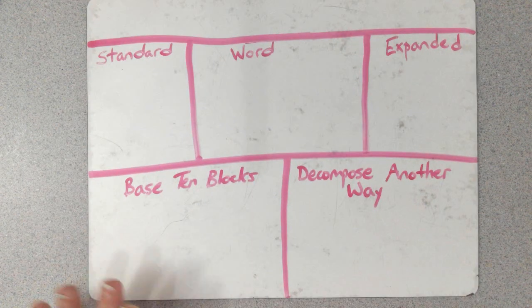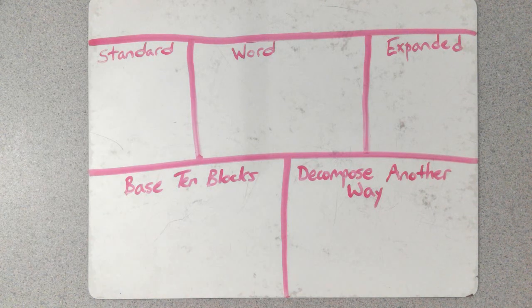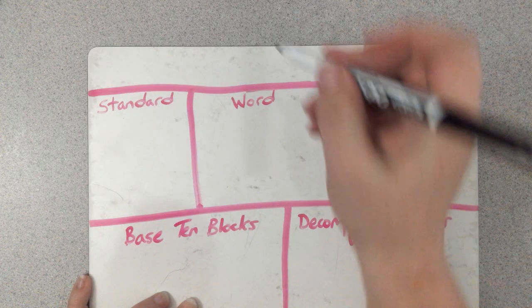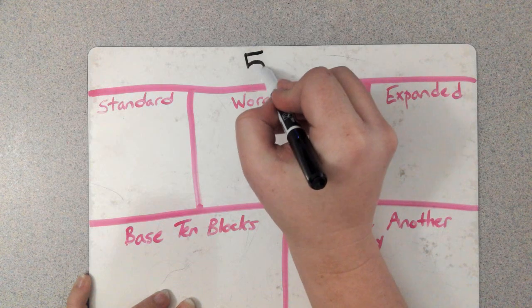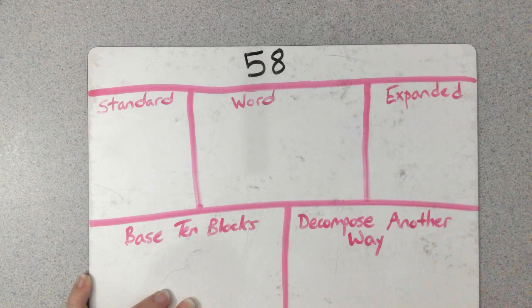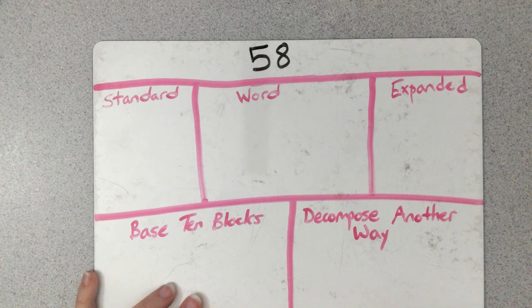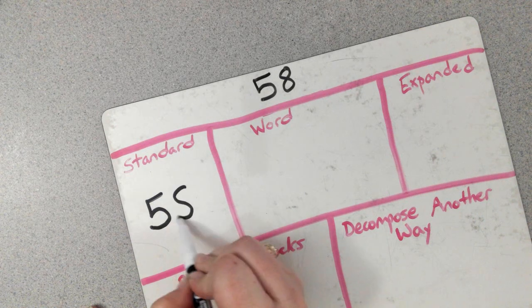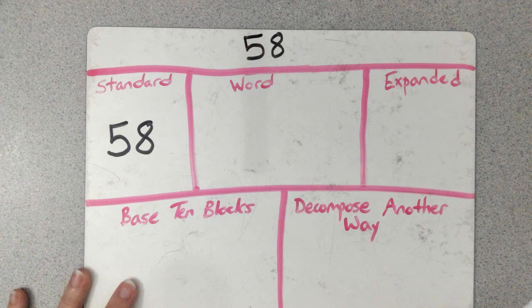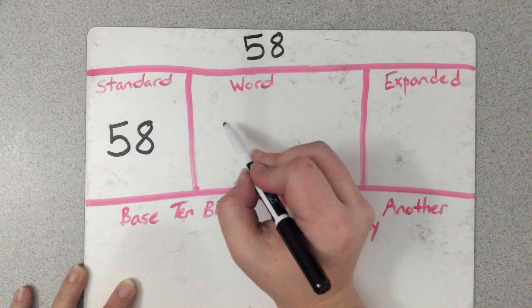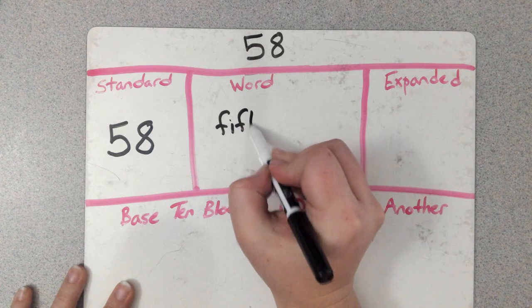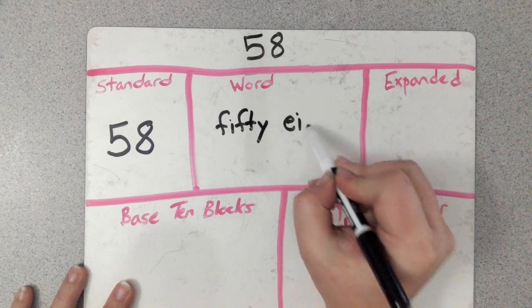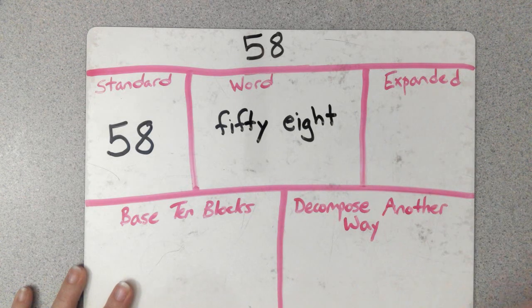So let me give you some examples. I have a board ready to go with all 5 of the ways. And what I'm going to do is a couple of examples. I'm going to start with just a 2-digit number with 5 and 8, so 58. Standard form is like we see it most of the time with just our digits, so that would be 58. Word form is actually spelling each of the words out. And I'm trying not to erase what's on the bottom as I write up here. 58.